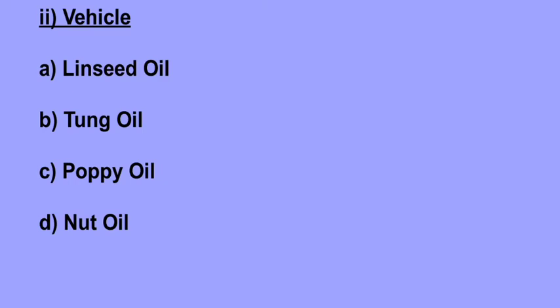Second one, vehicle. These are the liquid substances which hold the ingredients of paint. These are also known as carriers. The commonly used vehicles are linseed oil, tung oil, poppy oil, nut oil. What is linseed oil? It is the most commonly used vehicle in oil paint. It is extracted from flax seeds.